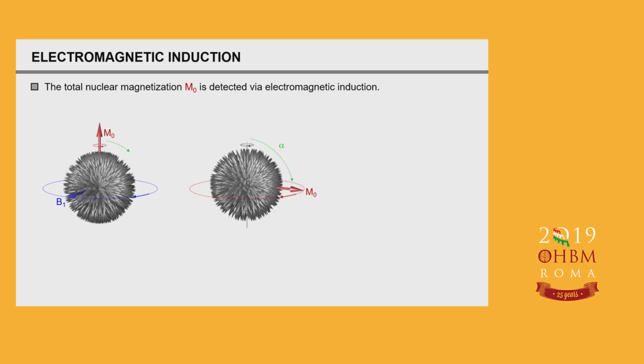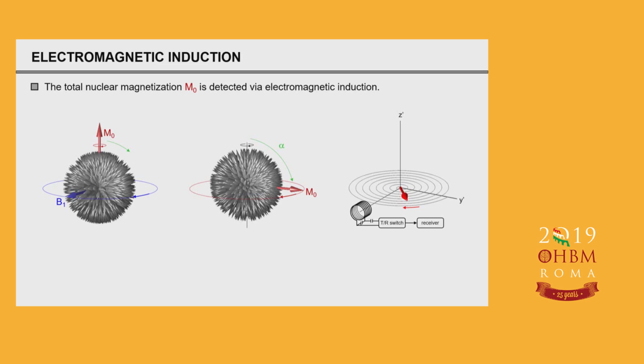At that point you can turn off the B1 field and the magnetization M0 starts to rotate around in the transverse plane. If you put a little receiver coil in the transverse plane, then the rotating magnetization in the transverse plane induces a little bit of a voltage in that coil, which will ultimately be your NMR signal.